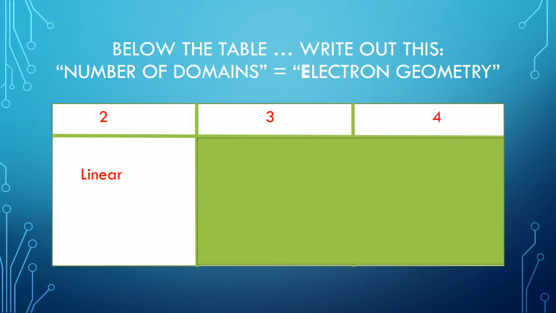Below the table, I want you to write out this part where it talks about the number of domains, and we're looking at the electron geometry. The electron geometry is determined by the number of domains, the number of electron areas around a particular central atom that we're focused on. So if there are 2 electron domains, it's a linear geometry. It'll be something like this. So 2 domains, it's linear.